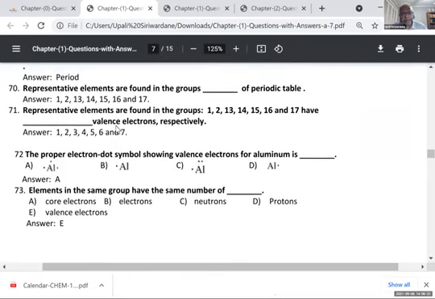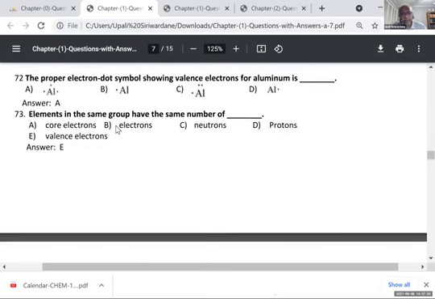Number 71. Representative elements are found in the periodic table groups. 1 is 1A, 2A, 3A, that's 14 to 17. The last one is 7A. Have 1, 2, 3, 4, 5, 6, same as the answer. These numbers represent the valence electrons.